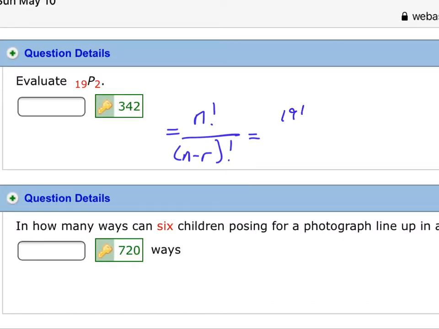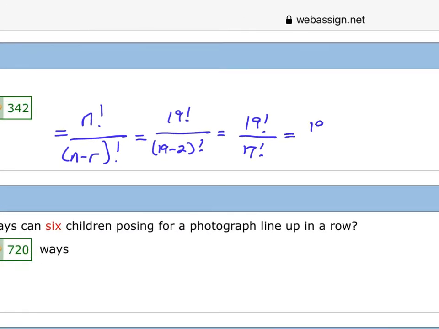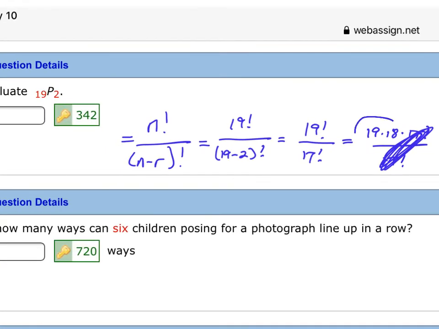So it's 19 factorial over 19 minus 2 factorial, which is 19 factorial over 17 factorial. 19 times 18 times 17. I'm going to stop there. Why am I stopping there? Because you can cancel them out. You just cancel them out. And then 19 times 18 equals 342. So that's a basic, super easy one.